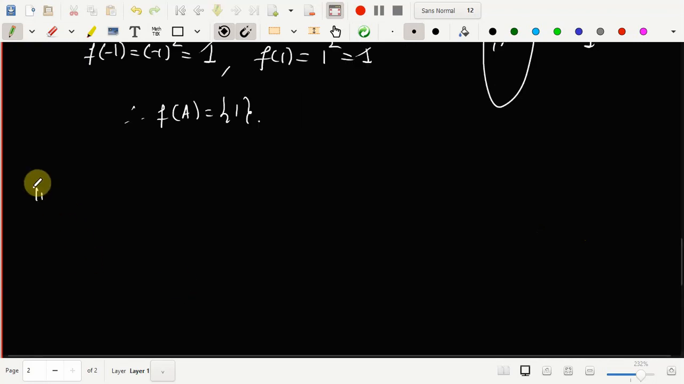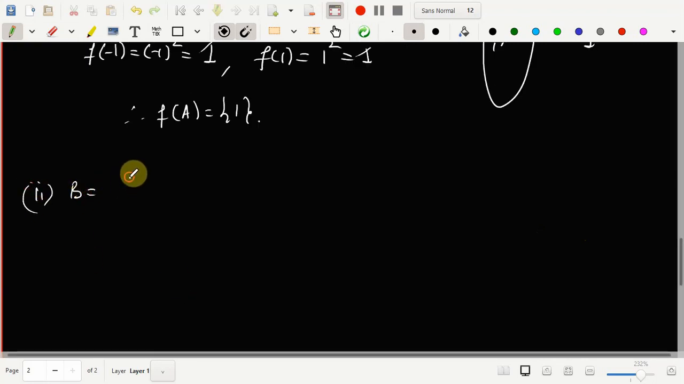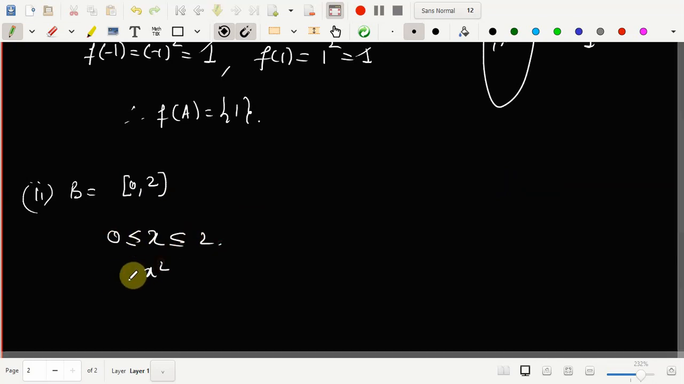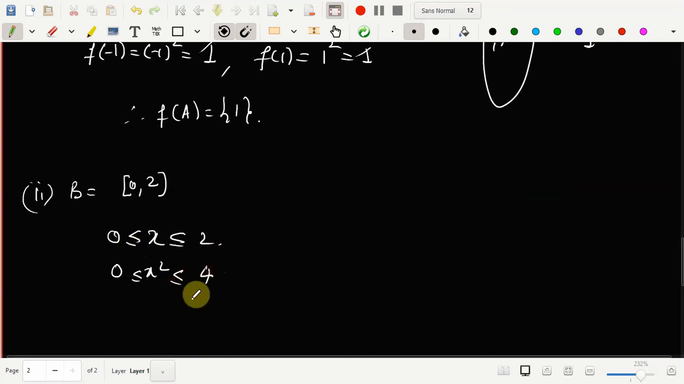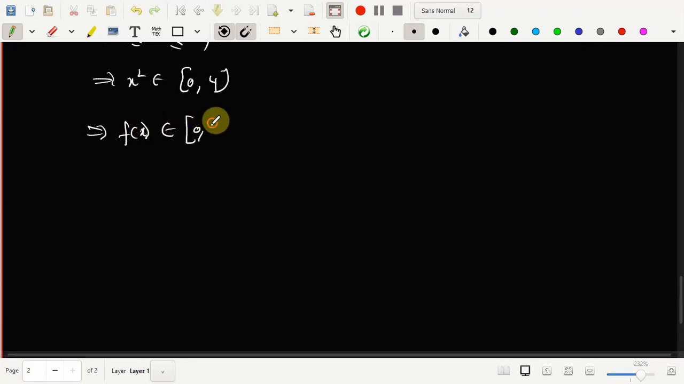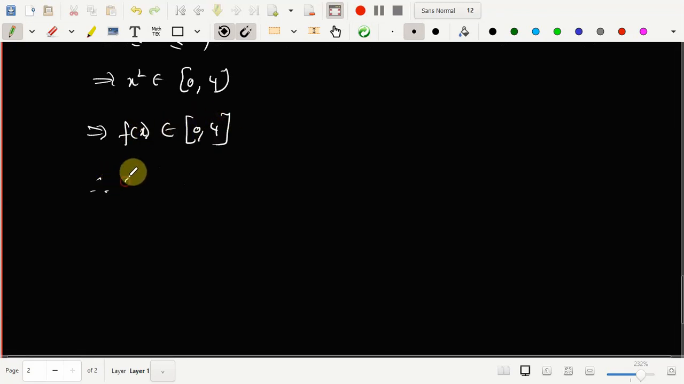If I change this A, let me use some new notation, B, to be the set closed interval 0 comma 2. Then it is very clear, since your domain is fixed to 0 to 2, you need to see the image when x lies in this 0 to 2. So when x lies in 0 to 2, you will see that x square is always positive, and since 2 is the maximum, x square will take the maximum value 4, and therefore we say that x square belongs to [0, 4], which implies that for each x in [0, 2], f of x belongs to [0, 4], and therefore I can say that the image of [0, 2] under f is nothing but the closed interval [0, 4].